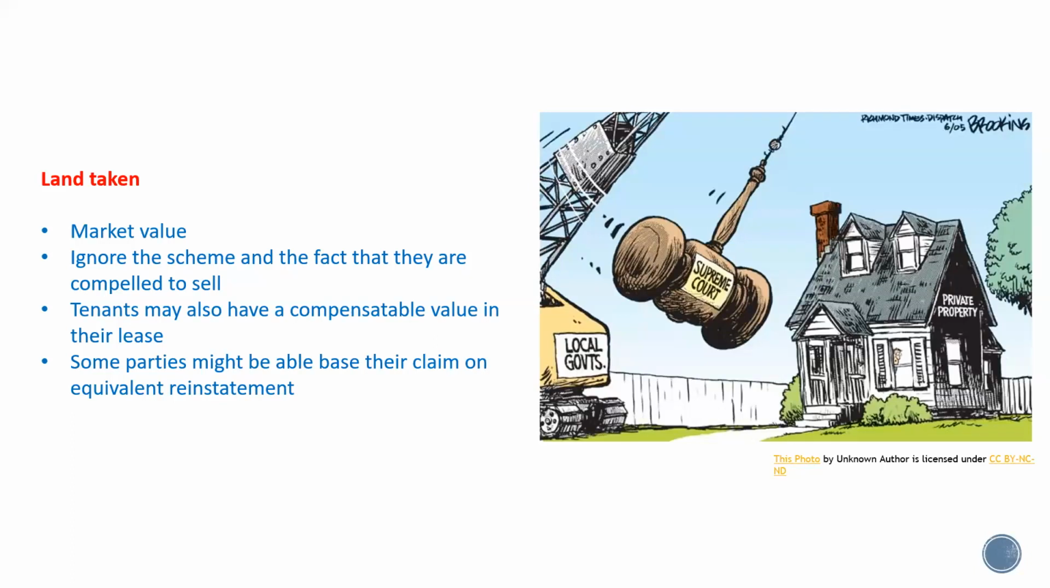One other thing to note in the UK is that sometimes claimants may also ask to have their compensation based on equivalent reinstatement. This could typically be something like a religious organisation, community centre, or private club, where the value of their building and land would not be enough for them to continue their activity in an alternative place, because alternative places are more expensive than the value of the building that they currently occupy.